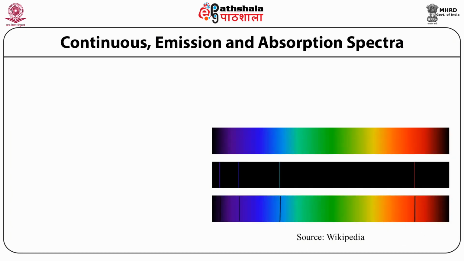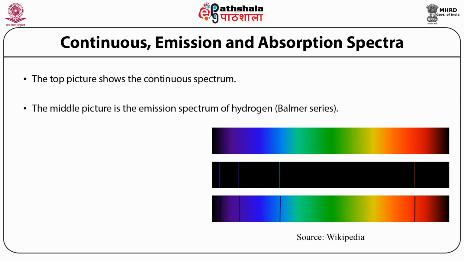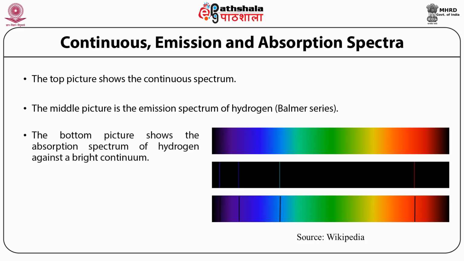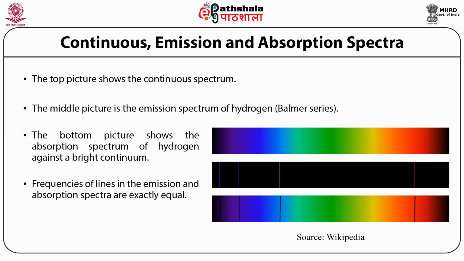Now, in this figure, the top picture shows the continuous spectrum. The middle picture is the emission spectrum of hydrogen, Balmer series, and the bottom picture shows the absorption spectrum of hydrogen against a bright continuum. The frequency of lines in the emission and absorption spectra are exactly equal.